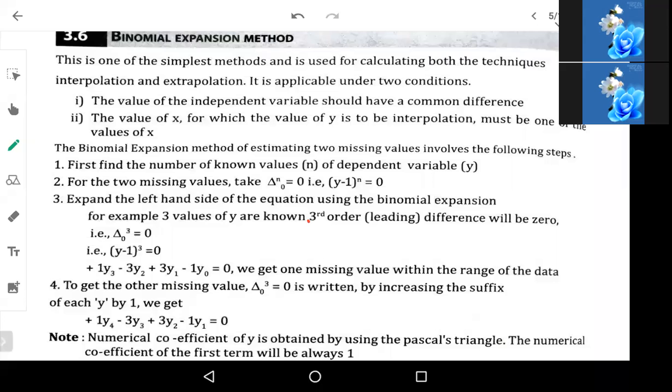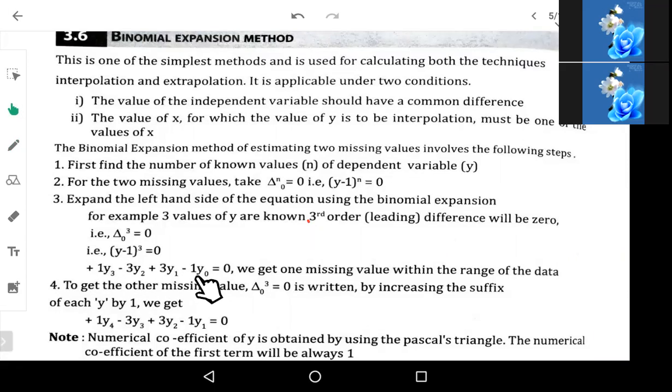To understand or to find out interpolation and extrapolation, the binomial expansion method is one of the simplest methods to use and solve. Now in this binomial expansion method, first we will be finding the number of unknown values of the dependent variable. This will be given in the data directly. Okay. From that, if there are missing values, we will be deriving the equation like this with plus minus expressions.